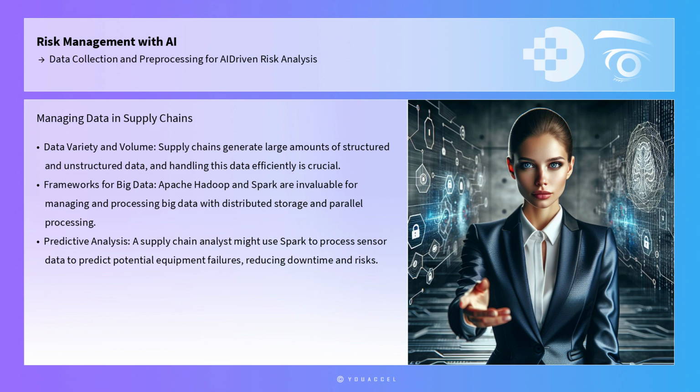Once data is collected, the next challenge is dealing with data variety and volume. Supply chains generate large amounts of structured and unstructured data, and handling this data efficiently is crucial. Apache Hadoop and Spark are invaluable frameworks for managing and processing big data. These frameworks facilitate distributed storage and parallel processing, making it feasible to manage and analyze massive datasets.